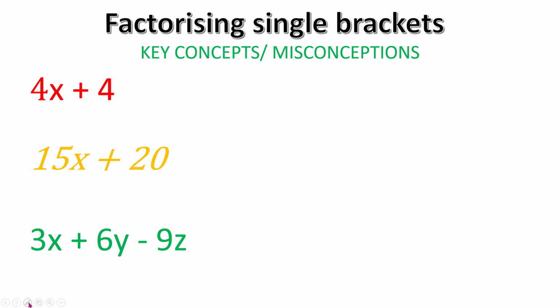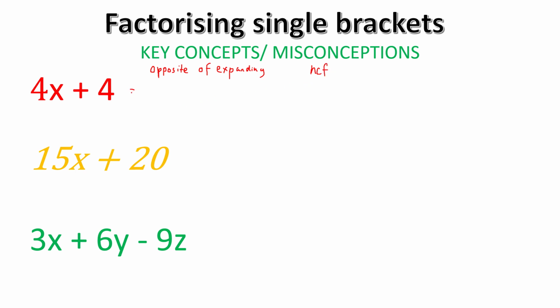Right, so we're going to learn how to factorise, or relearn how to factorise, single brackets here. So we've got 4x plus 4. Now factorising is just the opposite of expanding, so you can always check your answers by expanding back. But a key thing that you need to know is you have to use the highest common factor.